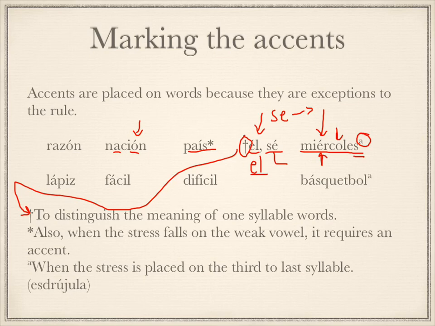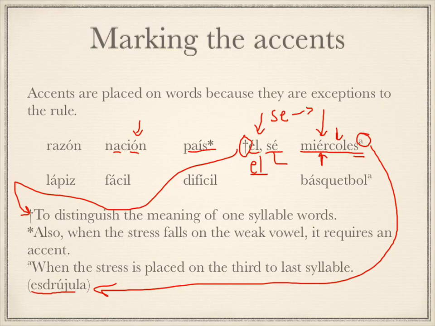These are called esdrújulas. So if you follow this down here to the bottom, we have esdrújula. Okay, esdrújula is a word that describes a word. It describes a word that carries the stress over the third to last syllable. So you could say that esdrújula is an esdrújula. Same thing with basketball. Basketball, ¿verdad? Basketball. Tres sílabas.